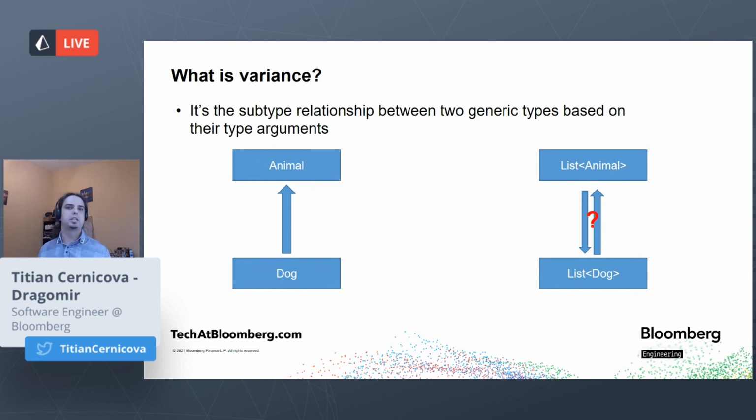Basically, if we have a generic type, let's call it List, and this type has a type parameter, and we instantiate this type with two other types that we know are related. The question becomes: is List of those two types related in any way? For example, if we have a Dog, which is a subtype of Animal, and we instantiate List with Animal and List with Dog, are those two types related in any way? And the answer is that they can be. And the ways that they're related gives us the variance of that type parameter.